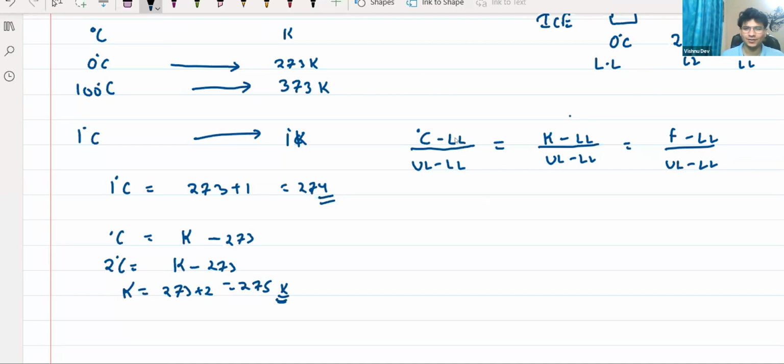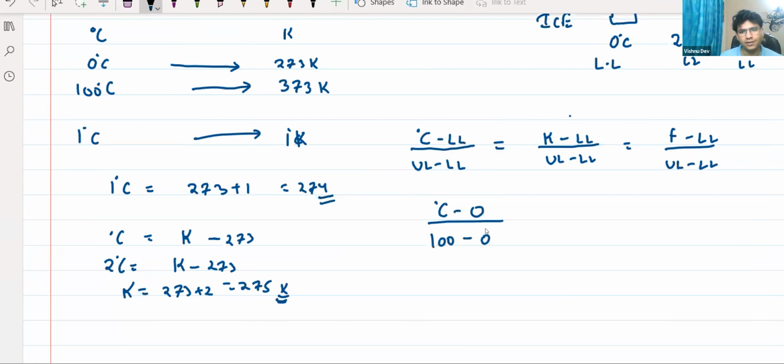Okay. So let us put in the values. What is the value of the lower limit? Tell me, in degree centigrade, what is the value of the lower limit? 0. 0 degree centigrade. Yes, 0. What is the upper limit of degree centigrade? 100 degrees.